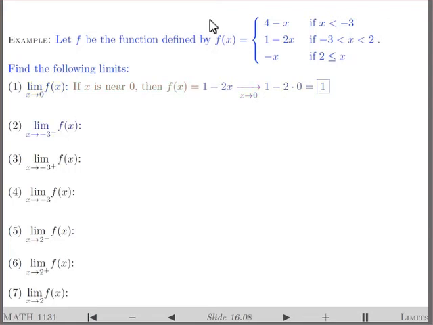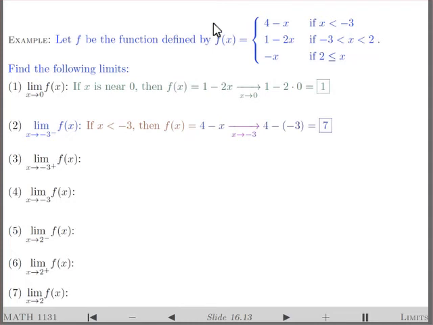well, we look at values of x close to negative 3 but less than negative 3. If x is less than negative 3, this function is 4 minus x. So the limit from the left of this function f is the same as the limit from the left of the function 4 minus x. And since again it's a polynomial, limit equals value, so the limit at negative 3 is 4 minus negative 3, which is 7.